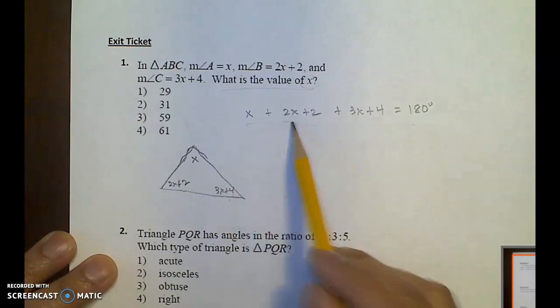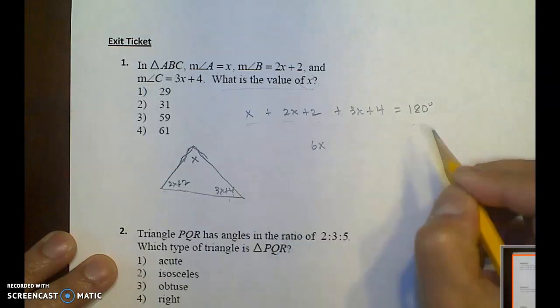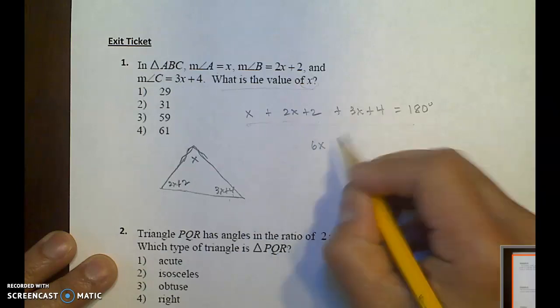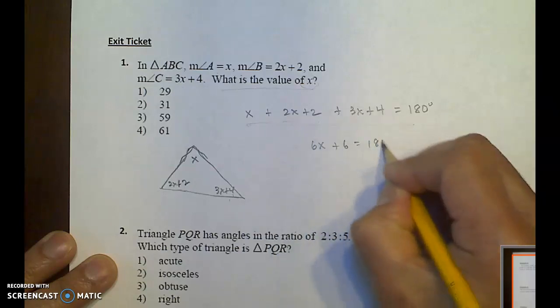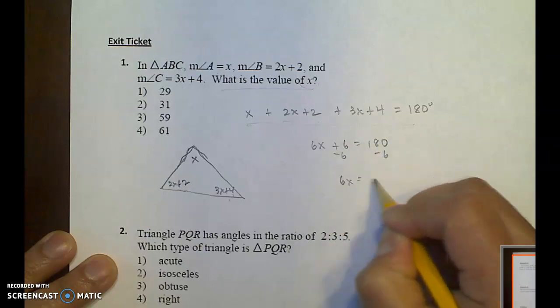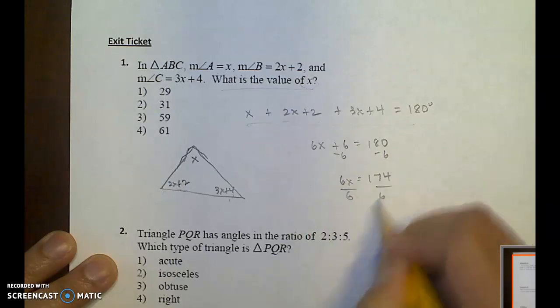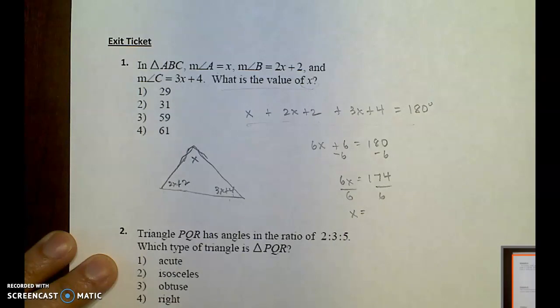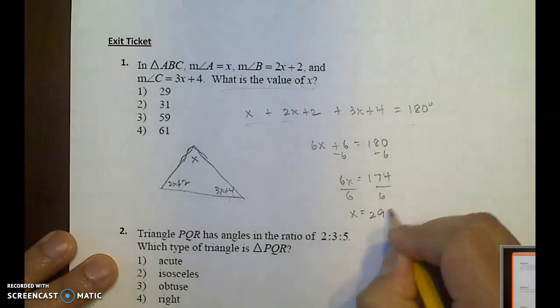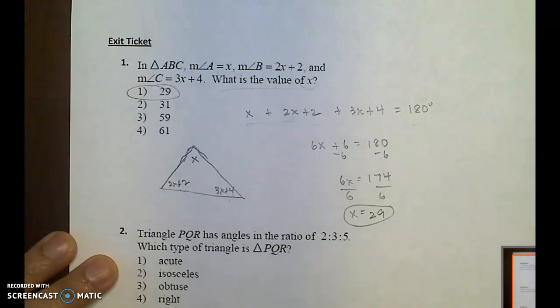Okay. So again, we're going to combine like terms. So we got x and 2x and 3x. That adds up to 6x. 2 plus 4 is 6. Set that equal to 180 degrees. Subtract 6 from both sides, and divide both sides by 6. And we get x is equal to, let's see, 174 divided by 6, 29. So the answer is this one.